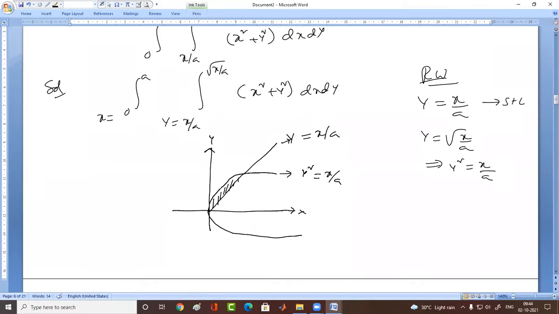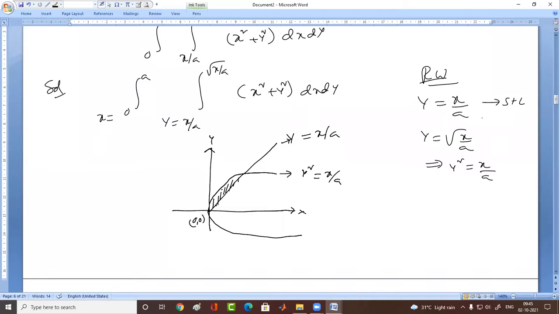Straight line to this parabola, and the x limits 0 to a. Here x is 0, 0. Now up to the point of intersection. What is the point of intersection?